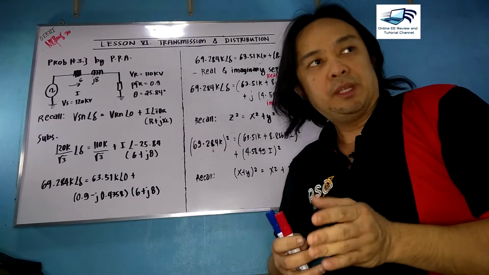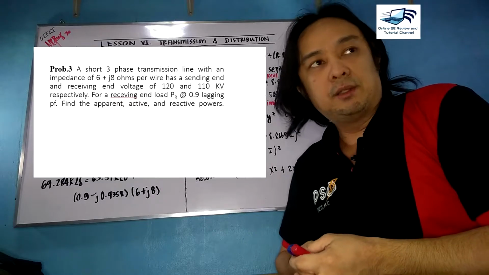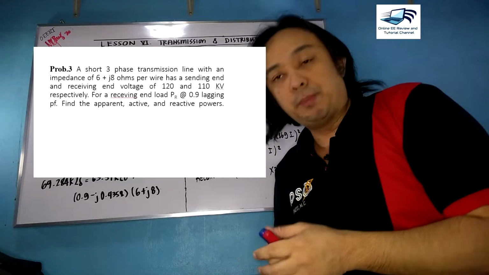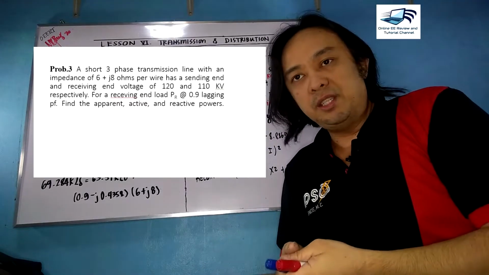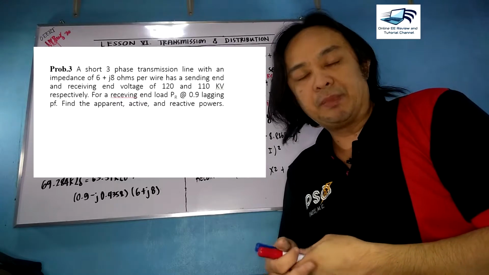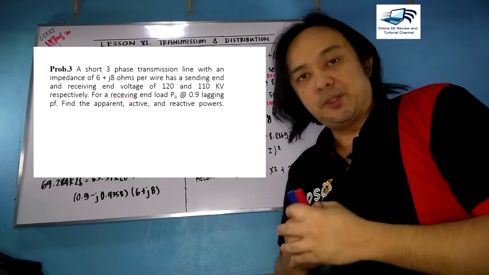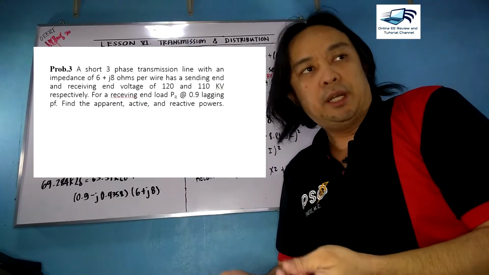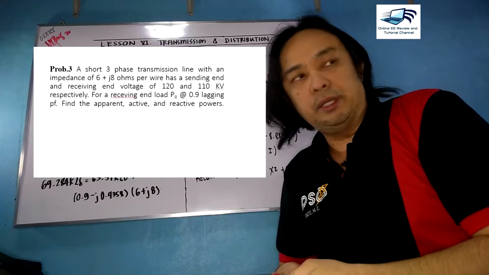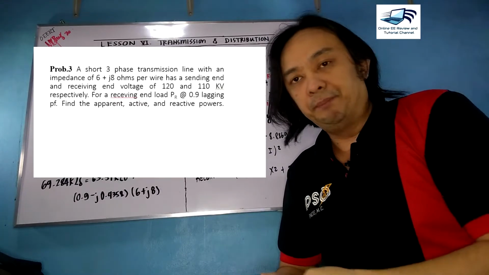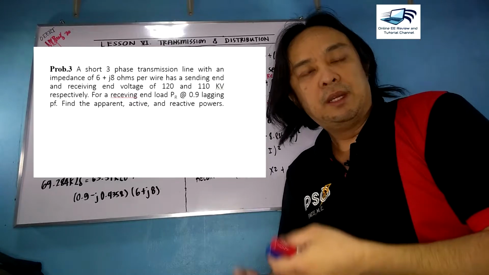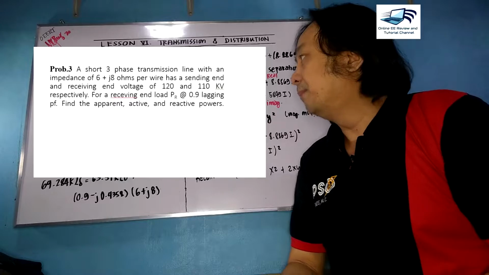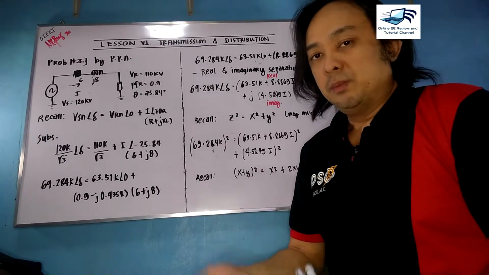So this is the problem: a short three-phase transmission line with an impedance of 6 plus j8 ohms per wire has a sending end and a receiving end voltage of 120 and 110 kilovolt respectively. Now for a receiving load, which is PR at 0.9 lagging power factor, we need to find the apparent, the active powers, or simply the complex power of the system or transmission line.